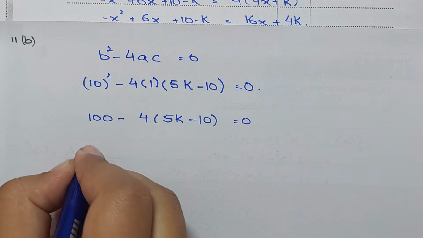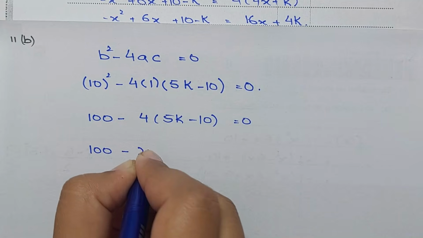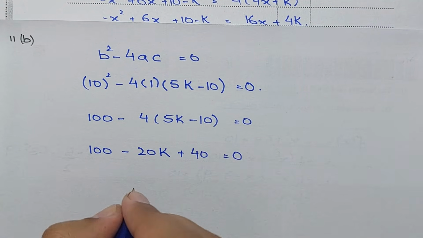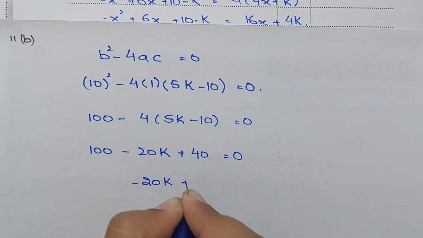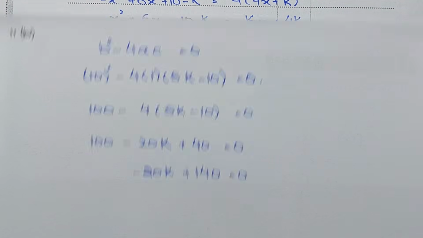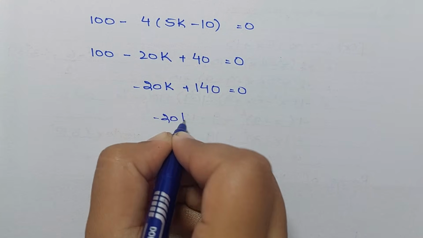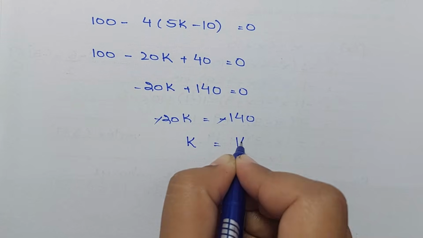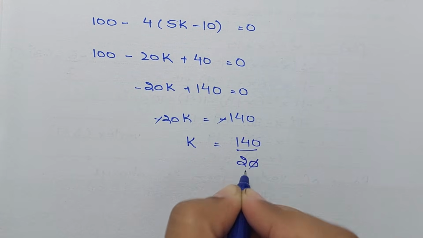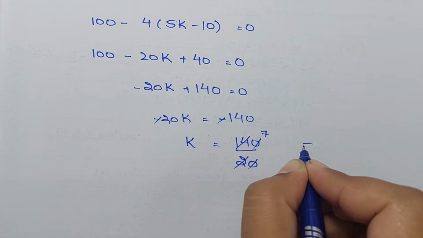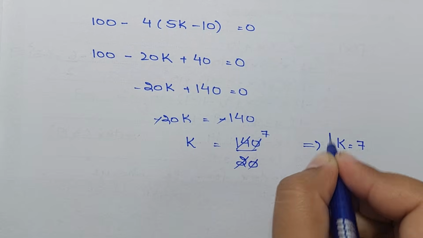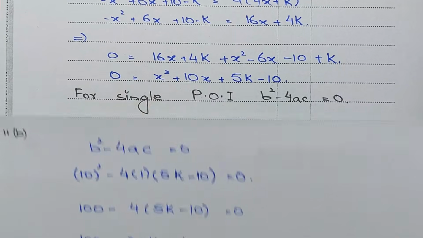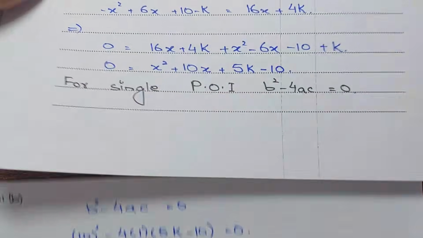Let me solve for k here. So 100 minus 20k, minus times minus is plus 40, equals 0. So minus 20k and plus 140, this is equal to 0. And from here, minus 20k equals minus 140. Minus is cancelled with minus. The k value is 140 over 20. So 0 is cancelled with 0. 2 times 7 is 14. From here, k is 7. We got the value for k. Now substitute the value of k over here and find out their point of intersection.